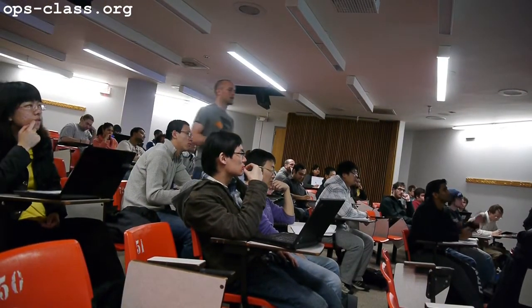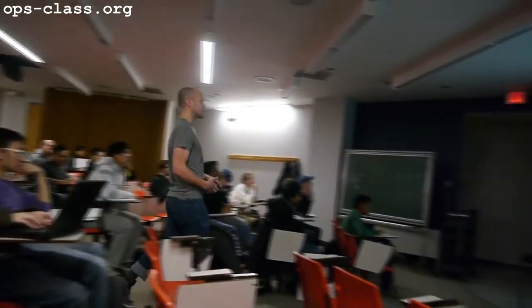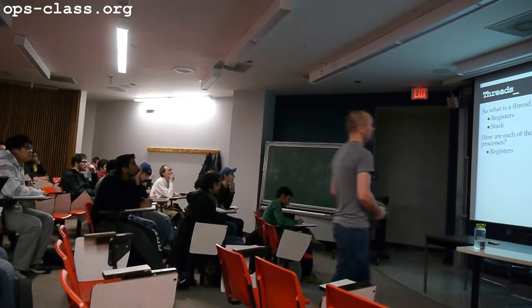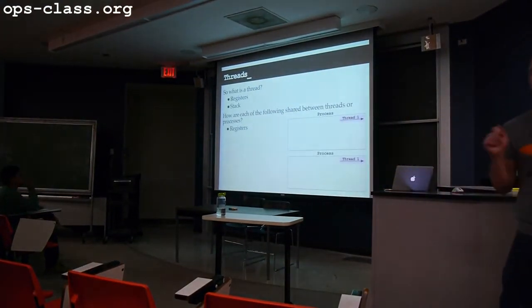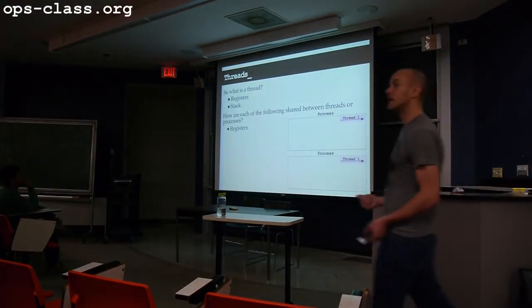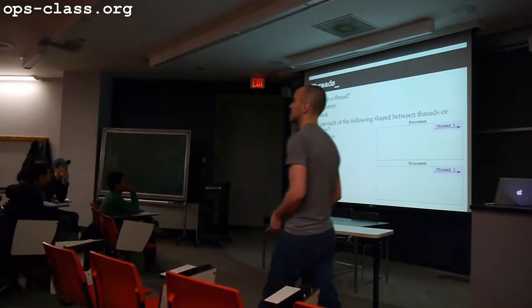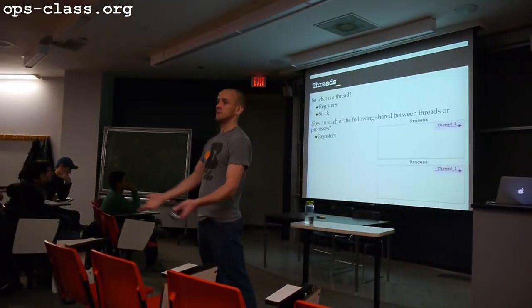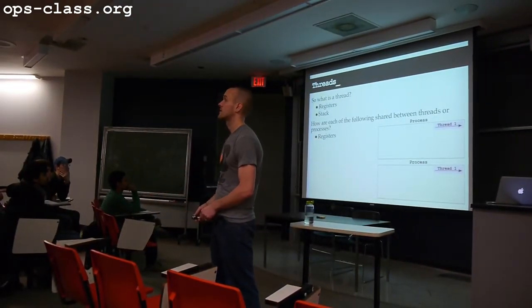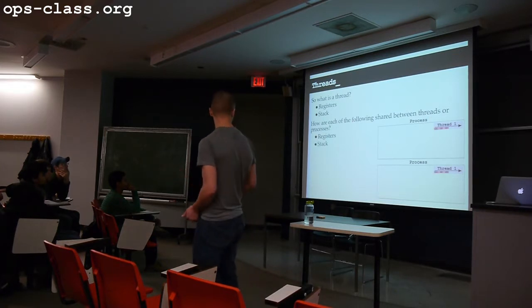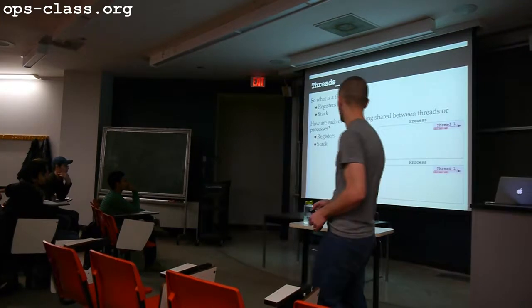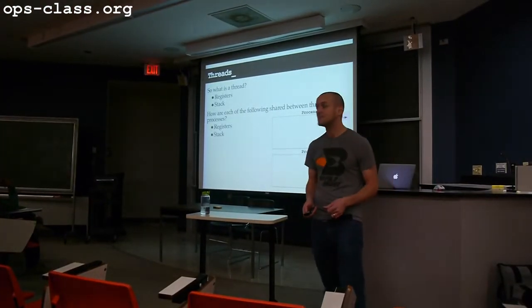Okay. So now let's go through a little bit of review with a picture. I'm just going to ask you guys, for each one of these pieces of state: is it private to a thread? Is it private to a process? Or is it shared between potentially multiple processes? So what about registers? Private to a thread, right? So they live up here in these little threads. What about the stack?